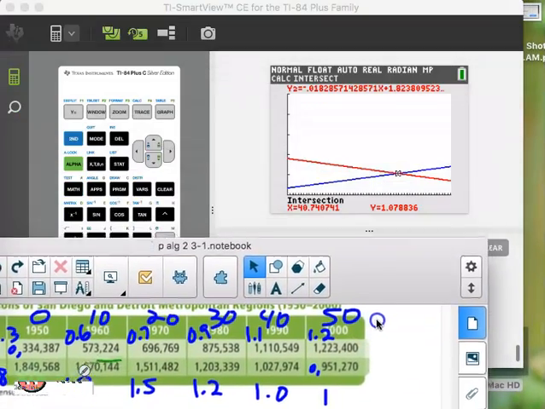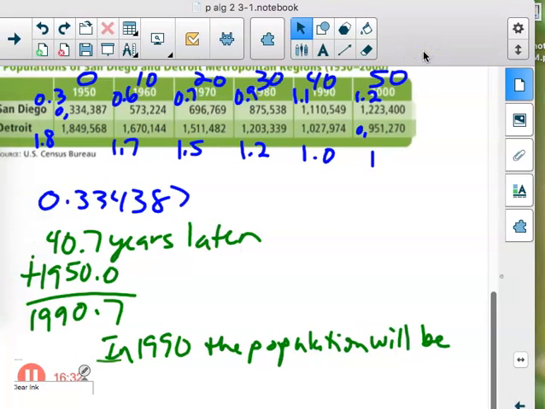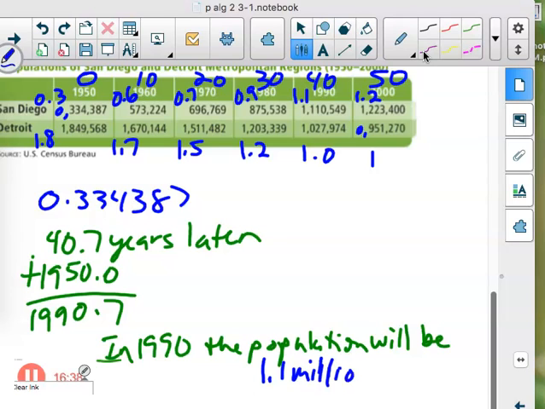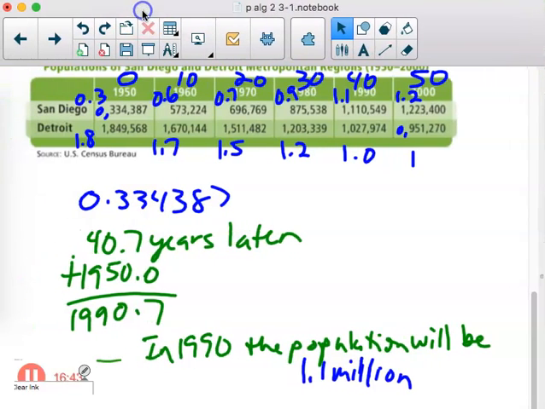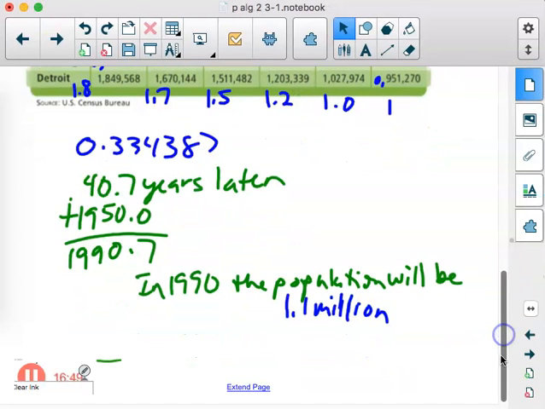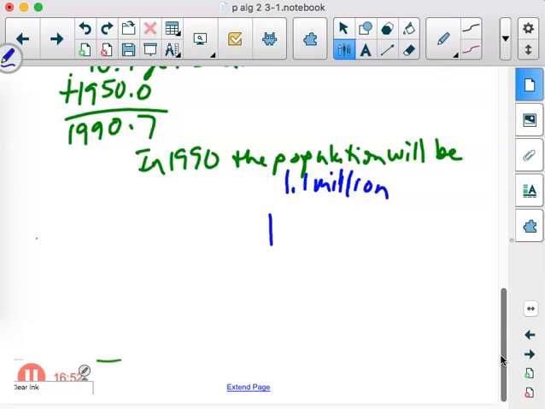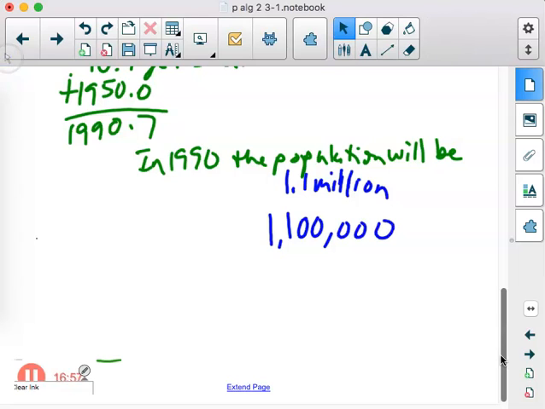the Y value from our calculator was about 1.1 million if we round like they had us doing before. And again, we might want to go ahead and put all the zeros back on so that everybody could see what that population would be. So if we put all the zeros back on for rounding to 100,000ths, we can see it would be 1,100,000 people. So in 1990, the population will be about 1,100,000 people.